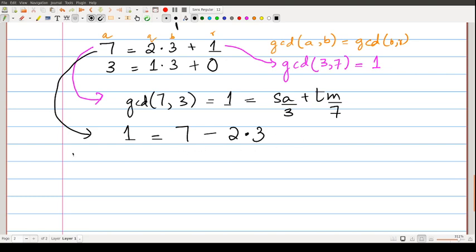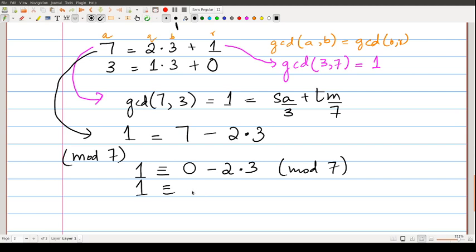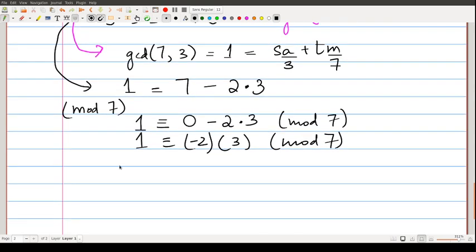At this point I will take mod 7 on both sides. 1 mod 7 is simply 1 because the remainder is 1, and 7 mod 7 is going to be 0, and this I don't know, so I'm going to keep it as minus 2 times 3. So in mod 7, minus 2 times 3 is congruent to 1 mod 7, which means what? That this is the inverse of 3.